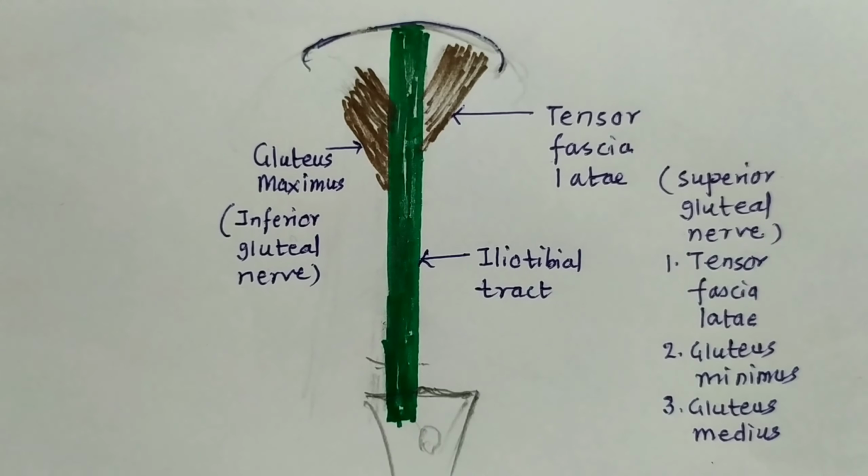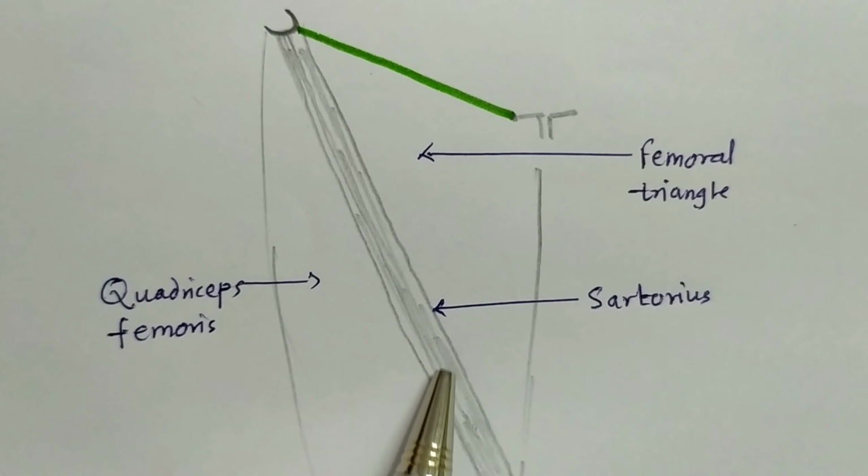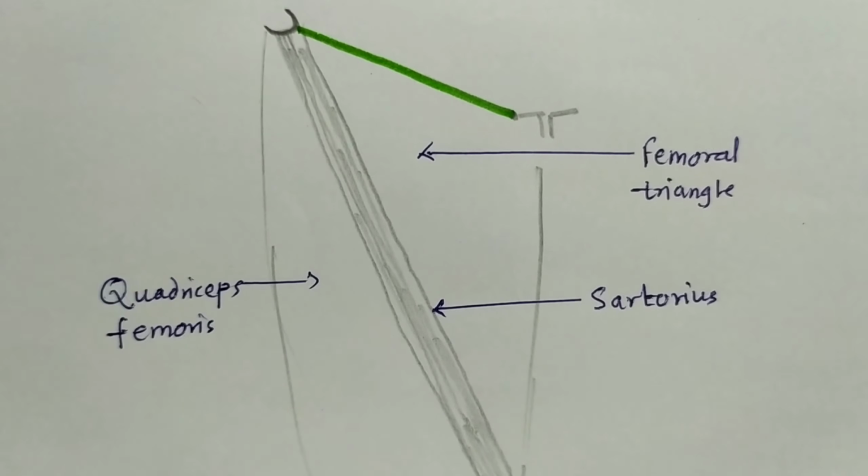The superior gluteal nerve supplies three muscles: tensor fascia lata, gluteus minimus and gluteus medius. The anterior compartment of thigh is the extensor compartment, and it shows the oblique muscle sartorius. Sartorius is the longest muscle in the human body. It is also called as Taylor's muscle. It is supplied by anterior division of femoral nerve.